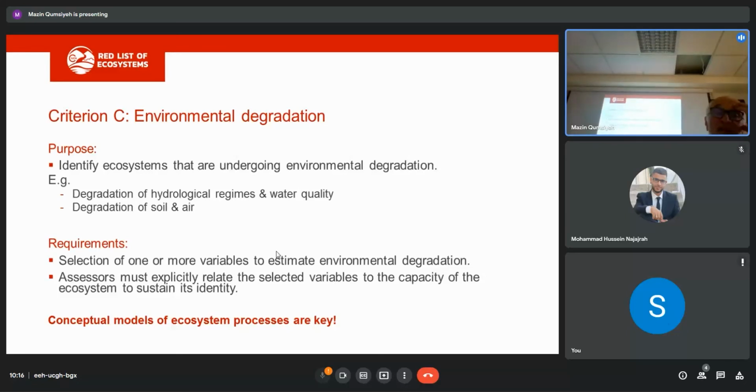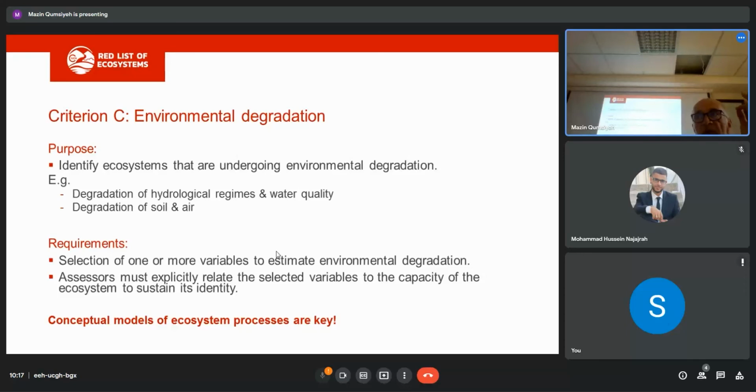So for environmental degradation, the purpose is to identify ecosystems that are undergoing environmental degradation. It could be degradation of hydrological regimes and water quality. It's quite often the case in the Mediterranean basin. Degradation of soil and air is less obvious to monitor. So the requirement is to select one or more variables to estimate the environmental degradation. And this has to be traced.